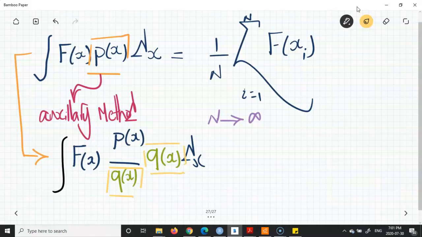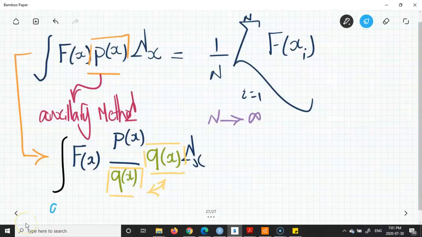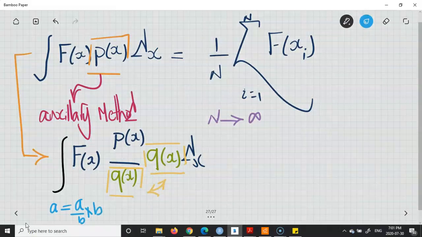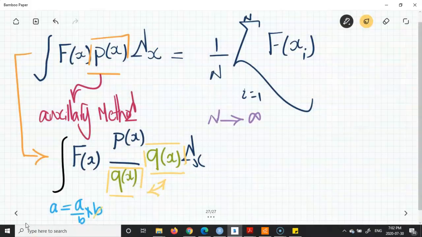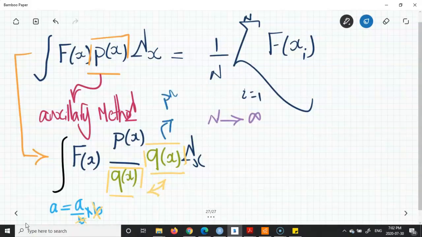If you remember from elementary math, a is equal to a divided by b and multiplied by b, because you can remove b from both the numerator and the denominator. That's essentially what has been done here. We call this q(x) a proposal distribution, and we see that the thing we can do is this.